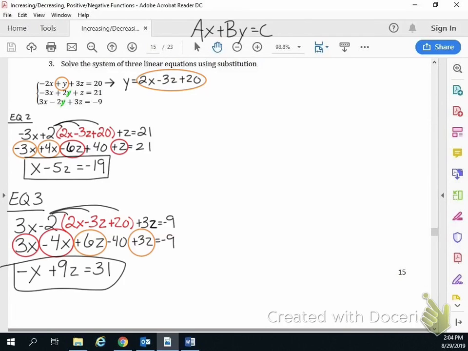So that is the process of breaking it down from a 3x3 to a 2x2. I subtract these two.